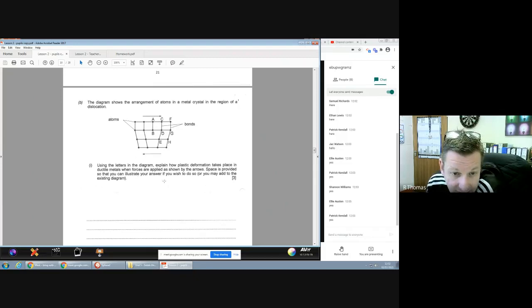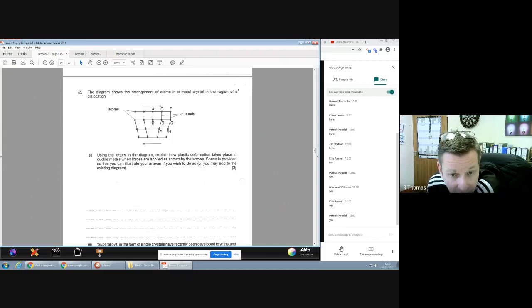Using the letters in the diagram, explain how plastic deformation takes place in ductile metals when forces are applied as shown by the arrows, right? So on the top half of it, I've got the force going from left to right, and on the bottom half of it, I've got the force going from right to left. Space is provided so that you can illustrate your answer if you wish to do so.